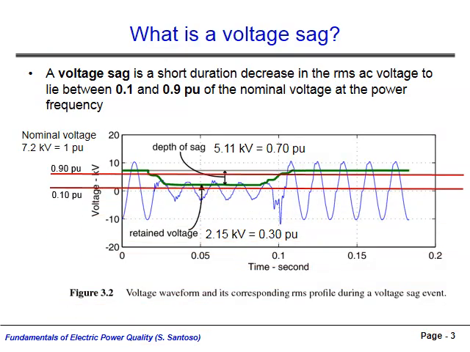A voltage sag occurs when the RMS voltage magnitude falls between 10% and 90% of its nominal value. In the figure, a disturbance occurs at about 0.02 seconds, causing the voltage to sag to 30% of its nominal value of 7.2 kV. Put another way, this is a 70% sag. The sag persists for about 5 cycles before the voltage returns to its nominal value.